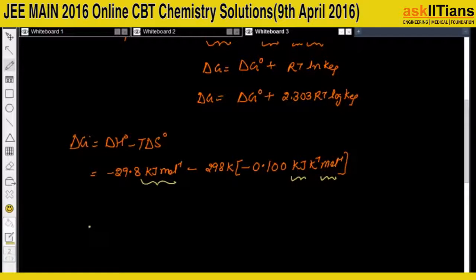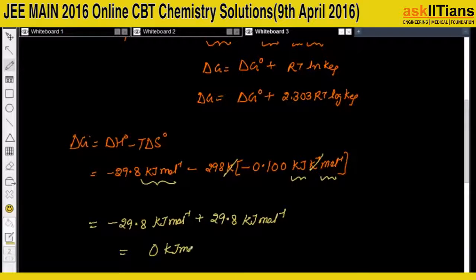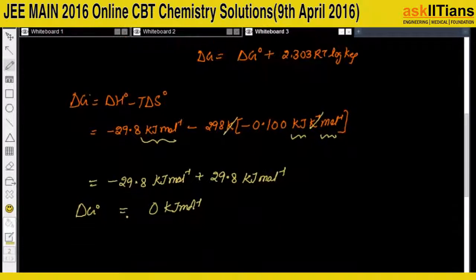So on solving this, you will get minus 29.8 kilojoules per mole will be kept as such. Minus minus becomes plus. On solving it, you will get 29.8. See, Kelvin and per Kelvin, they got cancelled. So it becomes kilojoule per mole. So this comes out to be 0 kilojoules per mole. So what we got? We simply got the point as delta G naught is coming out to be 0.